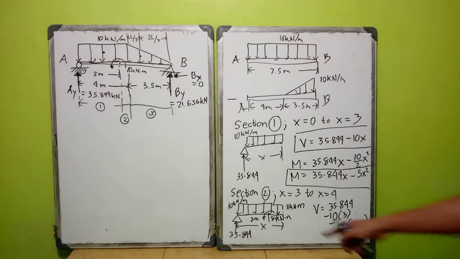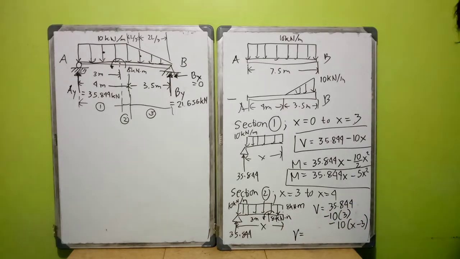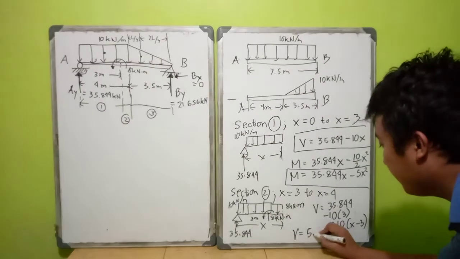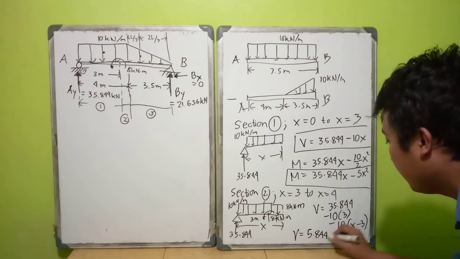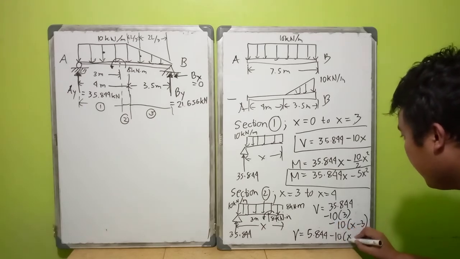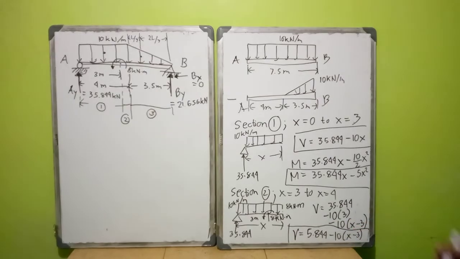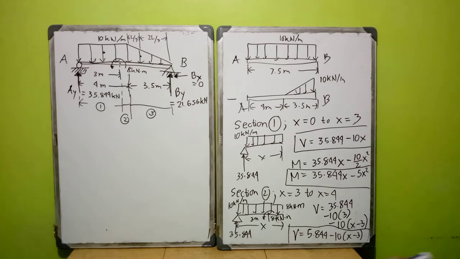So therefore we have 35.844, okay? So it will become 5.844 minus 10 times x minus 3. So this is your shear equation for section 2, okay?